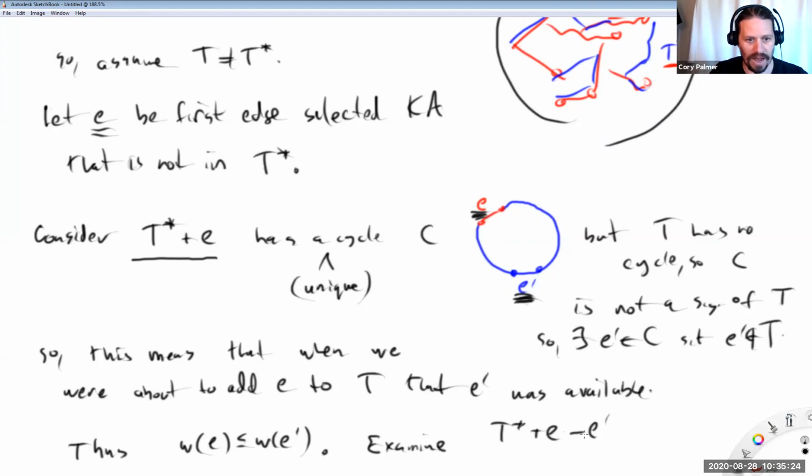So this is a new graph, right? This is like we've got T star, let me add some more blue edges here. Like T star is here, and inside of T star is this blue part here. When I added E to it, I created a cycle, okay? But let's destroy that cycle by removing E prime.